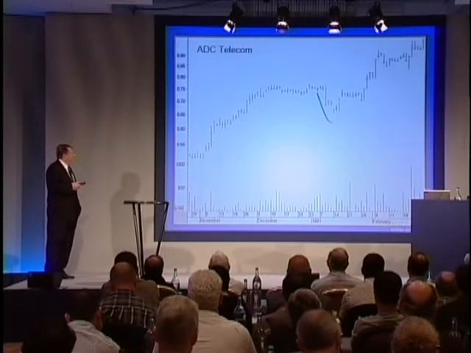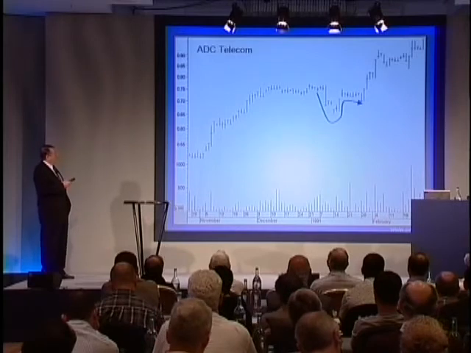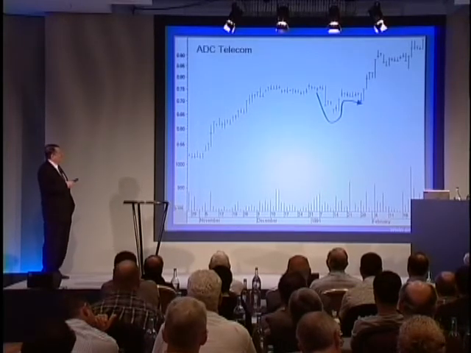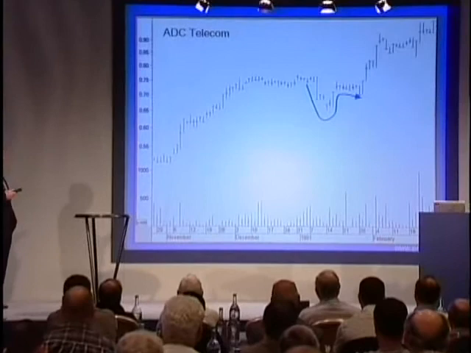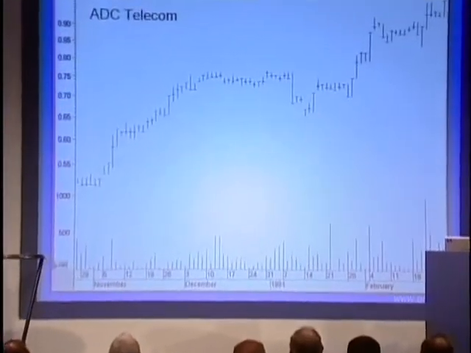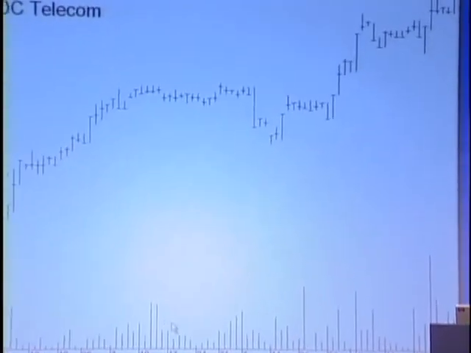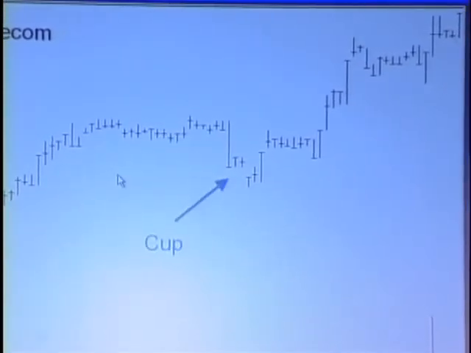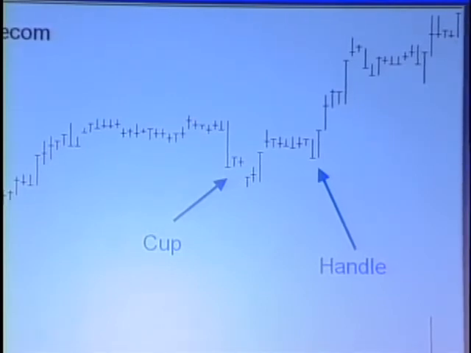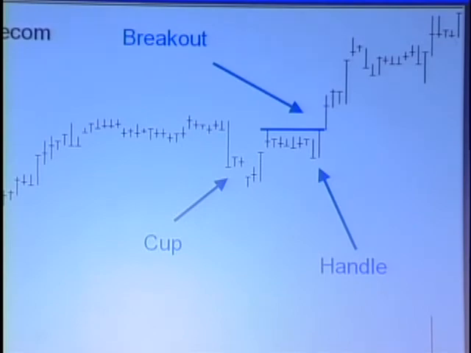Here's an example in the marketplace, ADC Telecom, and that line there represents the approximate outline of the cup and handle. You notice that there is a rally here, and there's a fair degree of volume at this point just here. So that becomes the cup, that decline there, and then that trading range there at a higher level becomes the handle, and then the breakout takes place above the handle, and we get a pretty good rally. These patterns tend to give you very nice rallies once they break out to the upside.